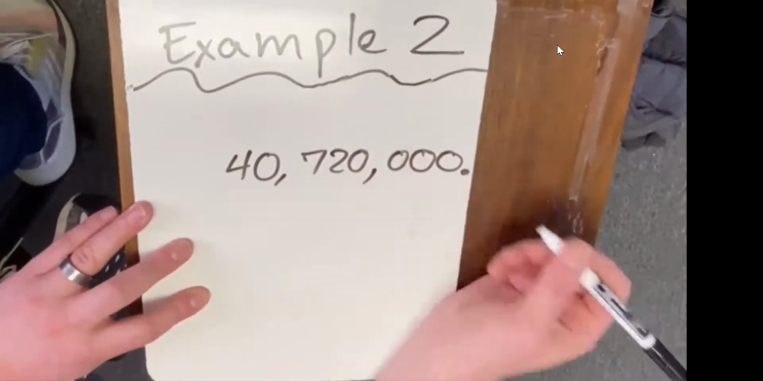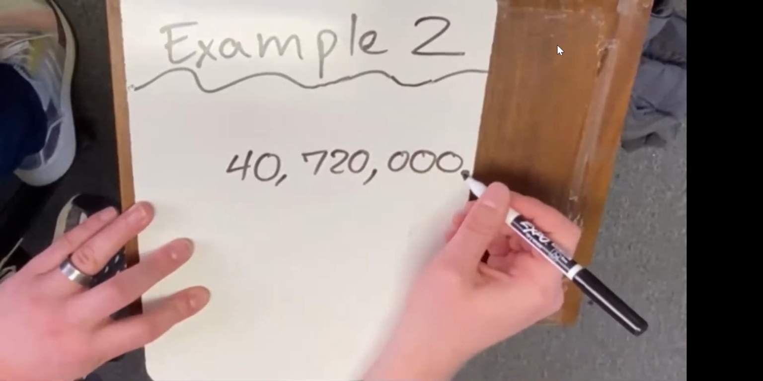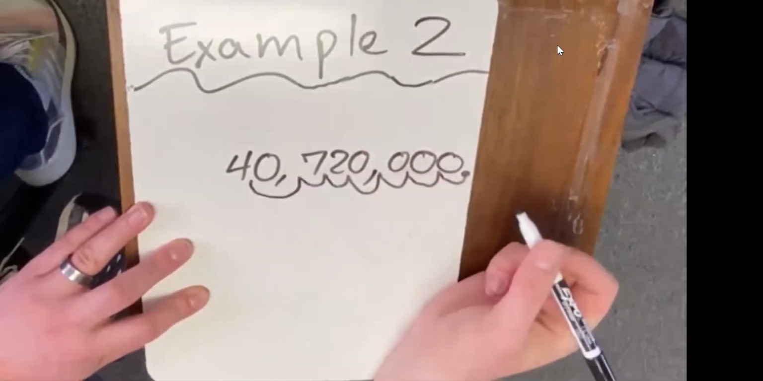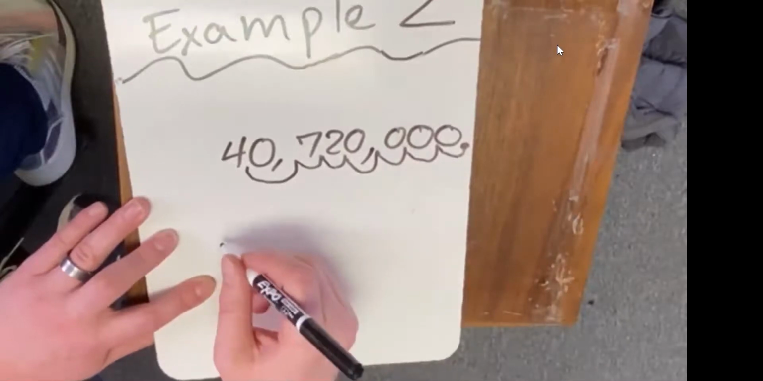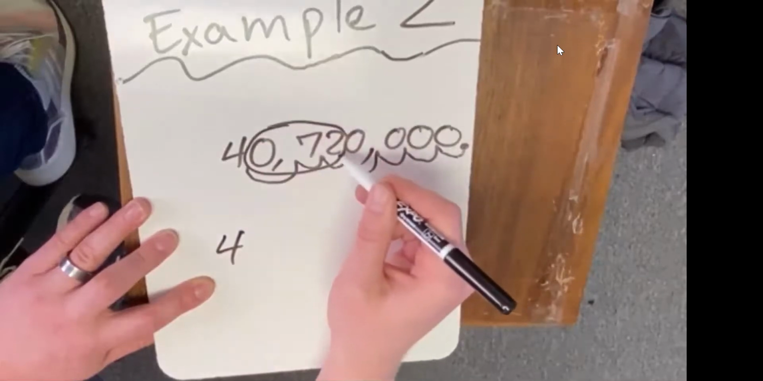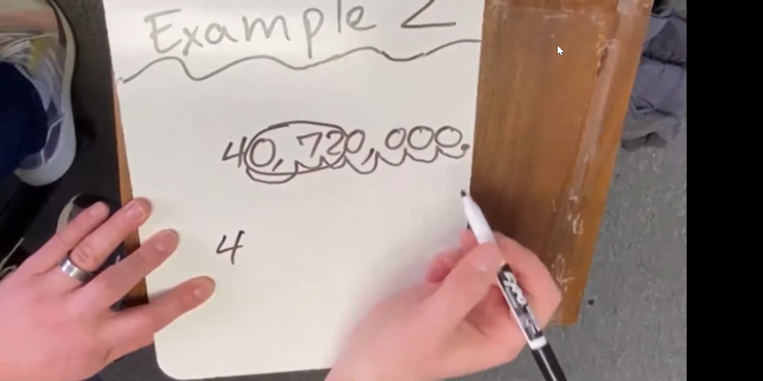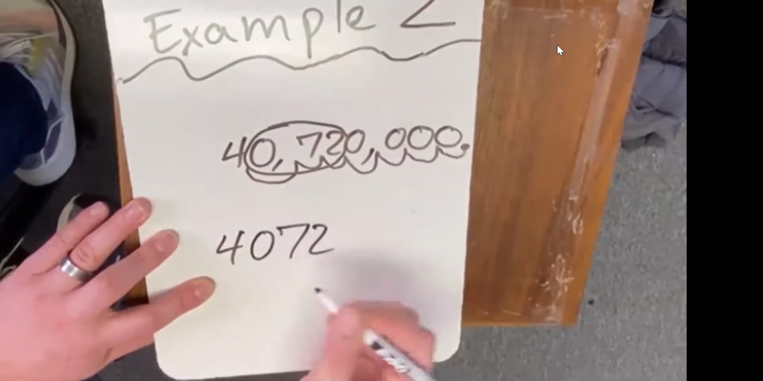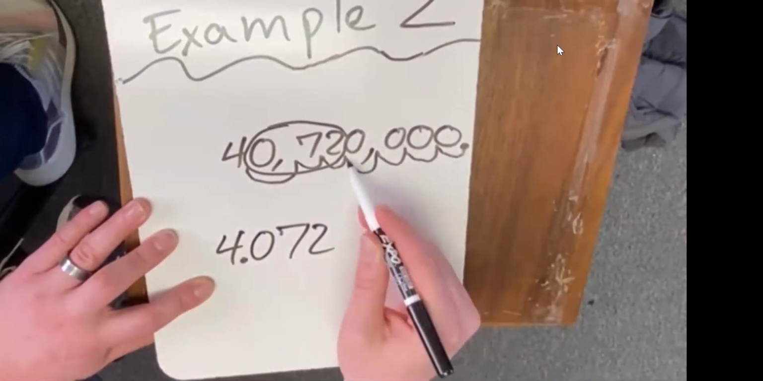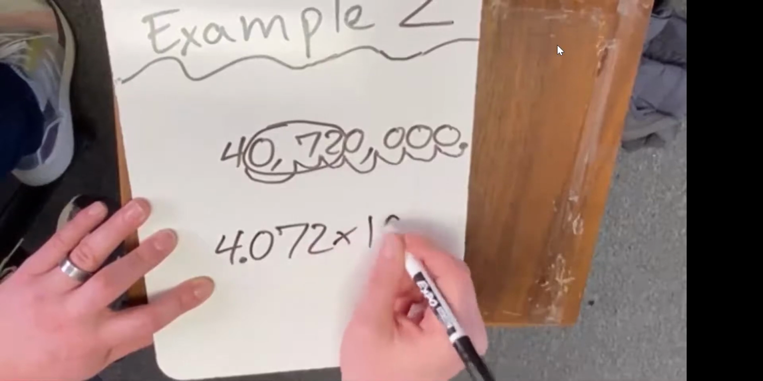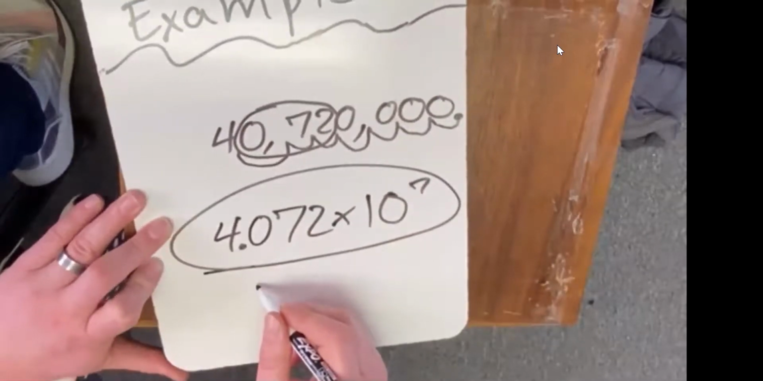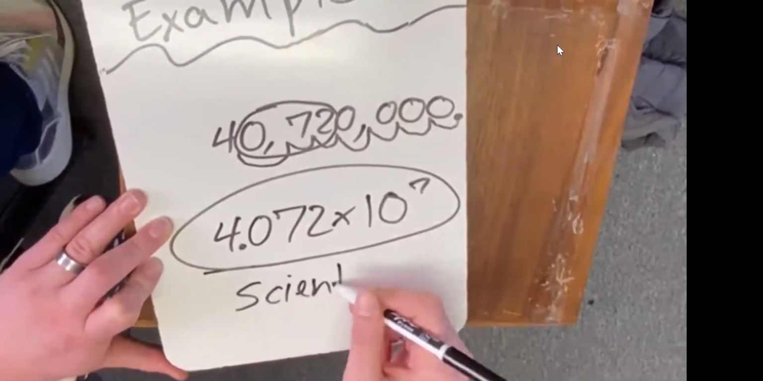Well, all I need to do is start my decimal on the far end and move it 1, 2, 3, 4, 5, 6, 7 times. So I'm going to write 4 and then my important numbers right here. My last important number is that 2, because everything else behind that is zeros. So 4072, and I move my decimal right next to that. And I moved it how many times? 1, 2, 3, 4, 5, 6, 7 times. So times 10 to the 7. And that right there is my scientific notation.